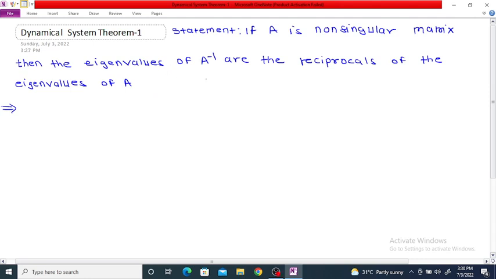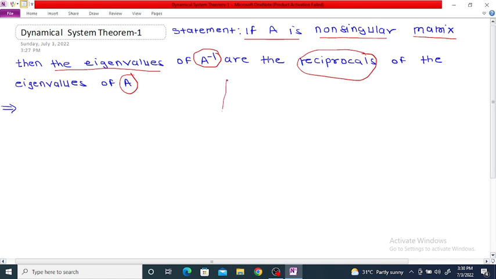Theorem on dynamical system. First theorem: if A is a non-singular matrix, then the eigenvalues of A inverse are the reciprocals of the eigenvalues of matrix A. So this is what we want to prove here.